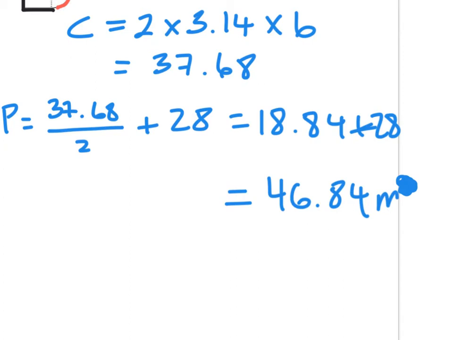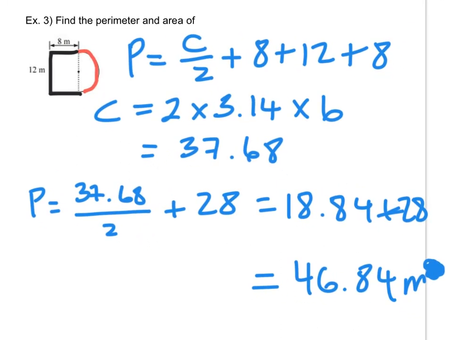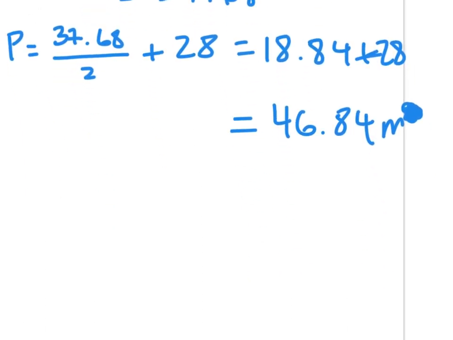So now if we want to find the area, let's go back up and look at the shape. We have half a circle, so we find the area as if it was a full circle and divide it by 2. And we have a rectangle, so we find the area of both and add them together. So let's scroll down and see how we do this. For area, it's going to be equal to circle divided by 2, imagine it's a full circle, plus rectangle.